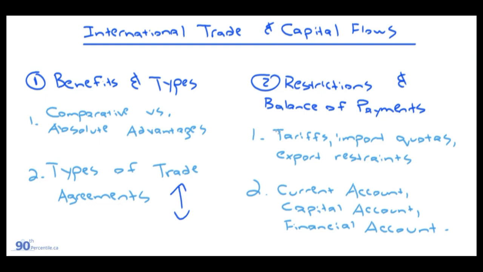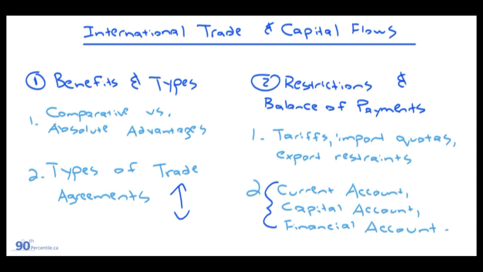So some restrictions that countries can put in place are tariffs, import quotas, and export restraints, to name a few. We'll have a little graph that describes how these different restrictions benefit the overall well-being of a country, and how in theory, a country can technically increase the overall well-being of its economy by imposing tariffs. We'll explain that.